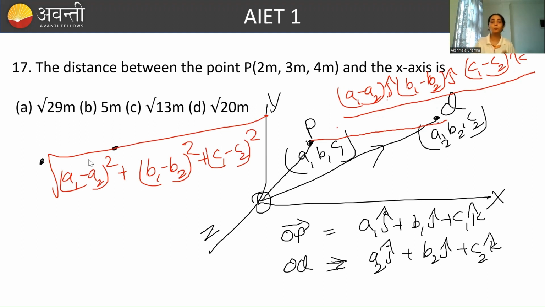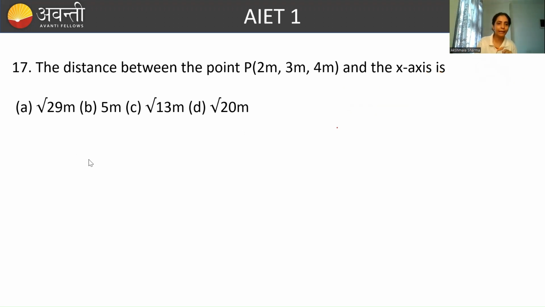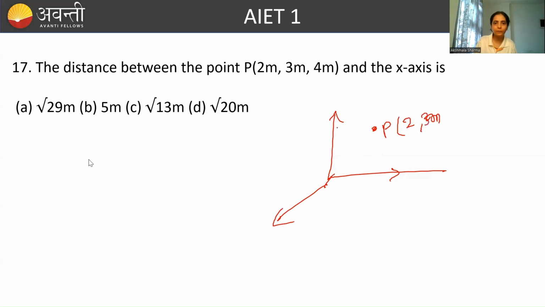Now, here the 2 points are not given. In the question, it is given that you have to calculate distance between a point and a line. Okay, here a line is given, so let's find it. First, take the x-axis, take this the y-axis, this the z-axis. What's the point given in the question? Point is P and its coordinates are 2 meter, 3 meter and 4 meter. 2, 3, 4 is the coordinate. We have to calculate distance between this point and the x-axis.